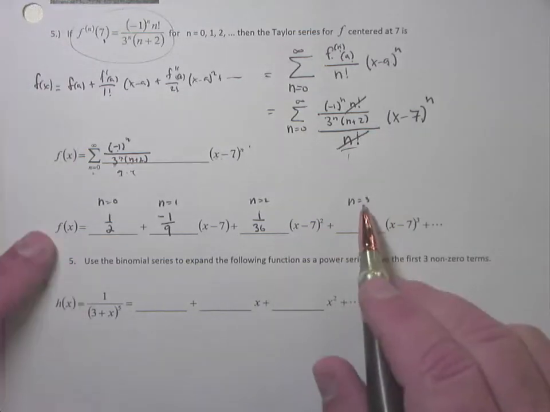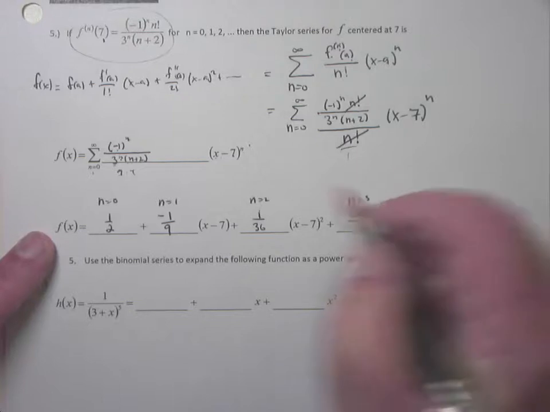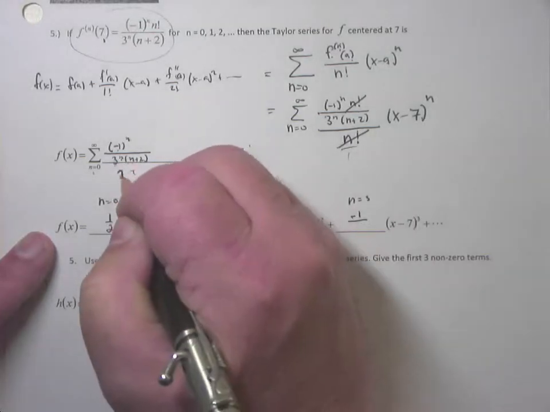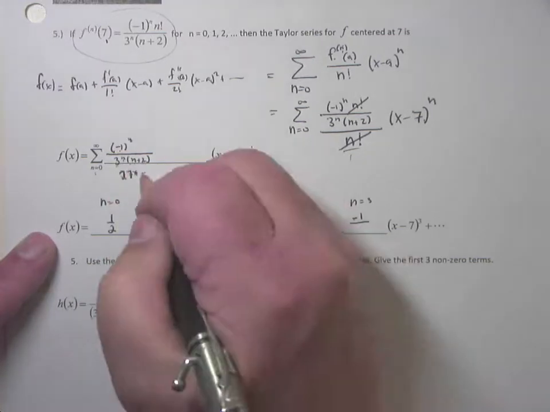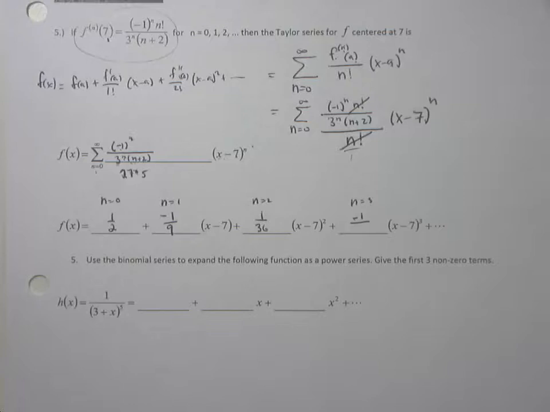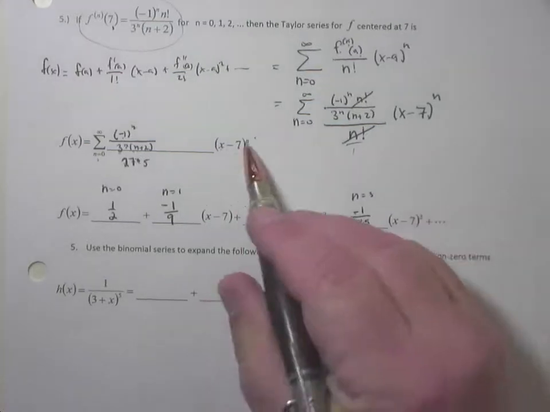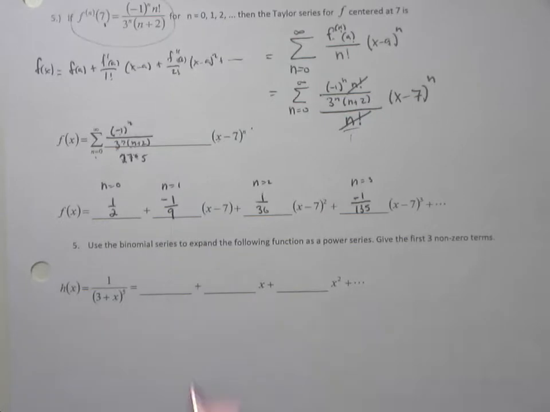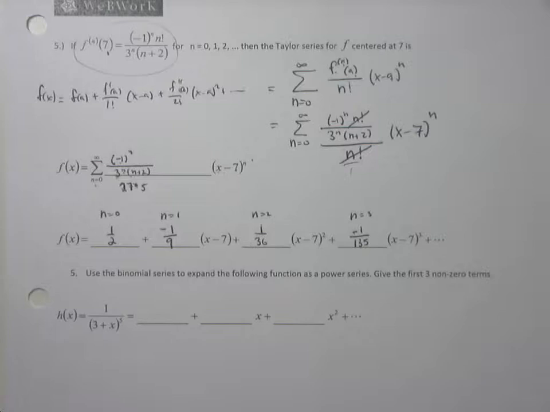And the last one I'm going to do is plug in 3. Negative 1 cubed is back to negative 1 over 3 cubed is 27 times 3 plus 2 is 5. So now it's time for the handy and dandy calculator here. 27 times 5 is 135 times x minus 7 to the third power. So these are my coefficients when I line them up. Does that make sense? Questions?